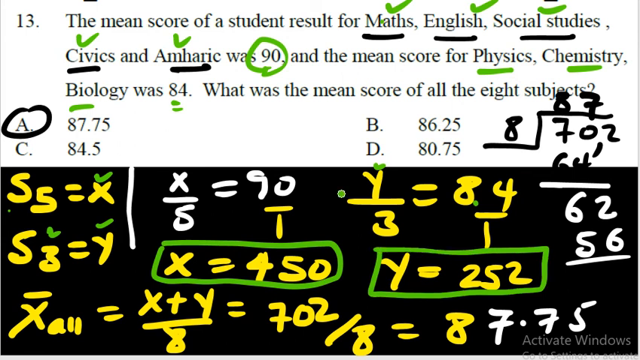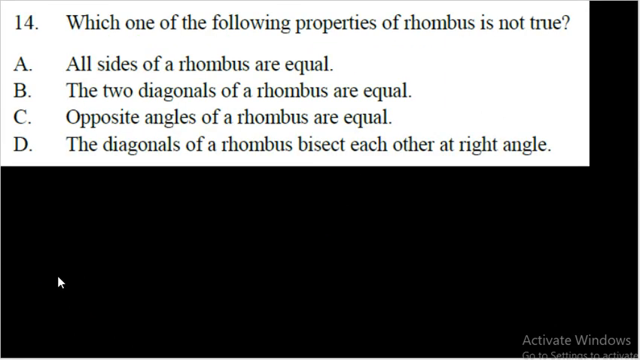Finally, the mean of the 8 subjects means the sum of the 8. Sum of 3 plus sum of 5 together. Sum of 5 plus sum of 3 divided by 8. This is the mean of the 8. I can say sum of 8 is equal to x plus y over 8. What is x plus y? Sum of 5 plus sum of 3. So that's the way. Let's continue.